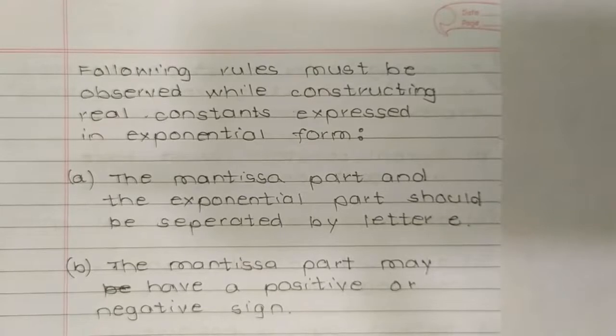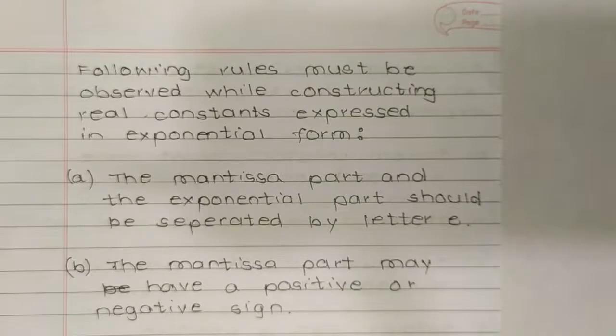So the characteristic and mantissa part are separated by the letter small e. So as we see in the log function, this part is separated by e for logarithmic calculations.